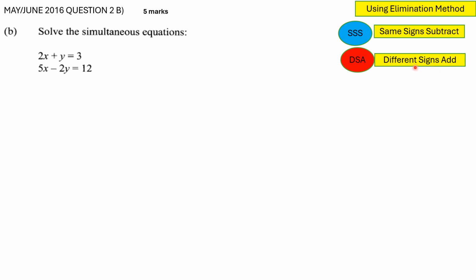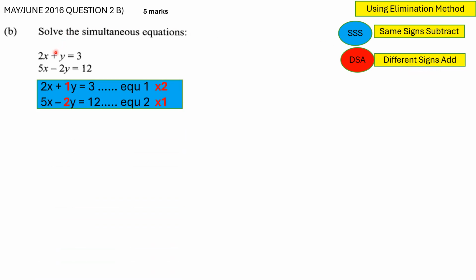But first, let's recognize something. The first equation, equation 1, the y has a coefficient of 1, as you can see it there in red. And the coefficient of the second y term is -2. But let's take it as 2. So we have identified equation 1 and equation 2.